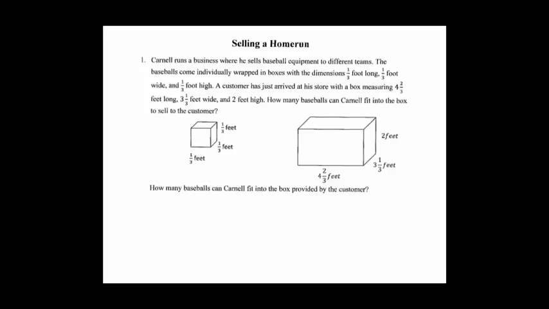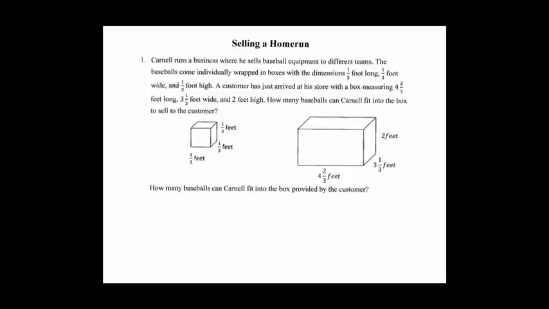Now at this time, please take out the Selling a Home Run worksheet that's in your packet. Problem number 1 reads, Carnell runs a business where he sells baseball equipment to different teams. The baseballs come individually wrapped in boxes with the dimensions 1/3 foot long, 1/3 foot wide, and 1/3 foot high. A customer has just arrived at his store with a box measuring 4 2/3 feet long, 3 1/3 feet wide, and 2 feet high. How many baseballs can Carnell fit into the box to sell to the customer?